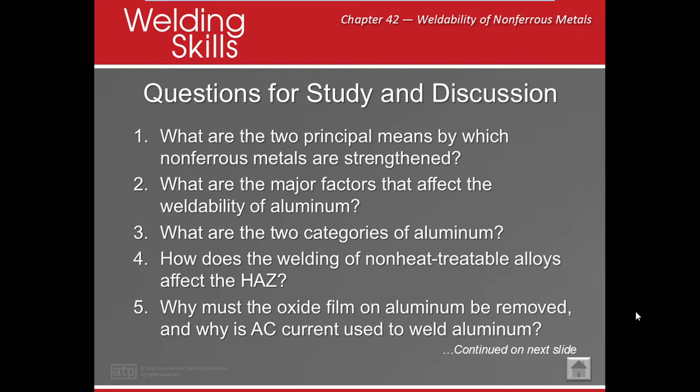What are the two categories of aluminum? Non-heat treatable and heat treatable. Non-heat treatable alloys include 1000, 3000, 4000, and 5000 series. Heat treatable alloys include 2000, 6000, and 7000 series.